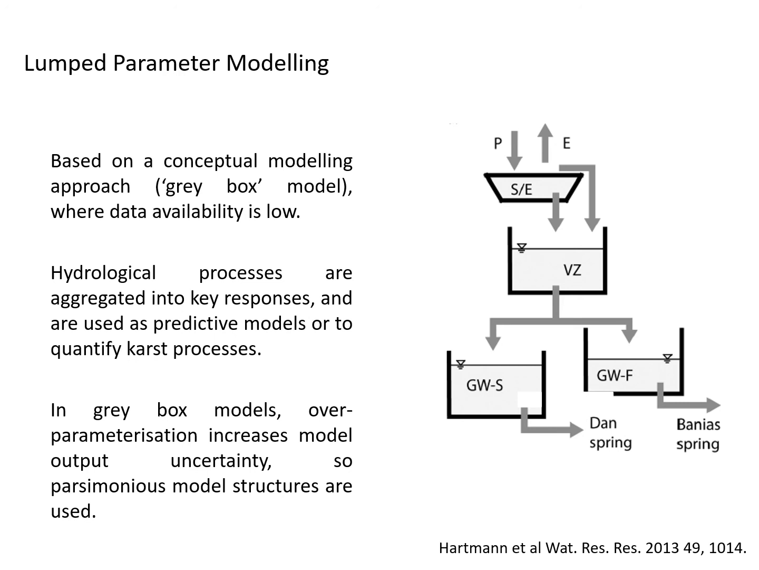One of the limitations of these approaches is that in these lumped parameter or grey box models, you can over-parameterize them. That is, given this example on the right-hand side, you can put in too many stores and buckets. And if you over-parameterize your model, then your model becomes more uncertain in your output. So the best lumped parameter models are the most parsimonious. They are the simplest model structures that can give an acceptable result.